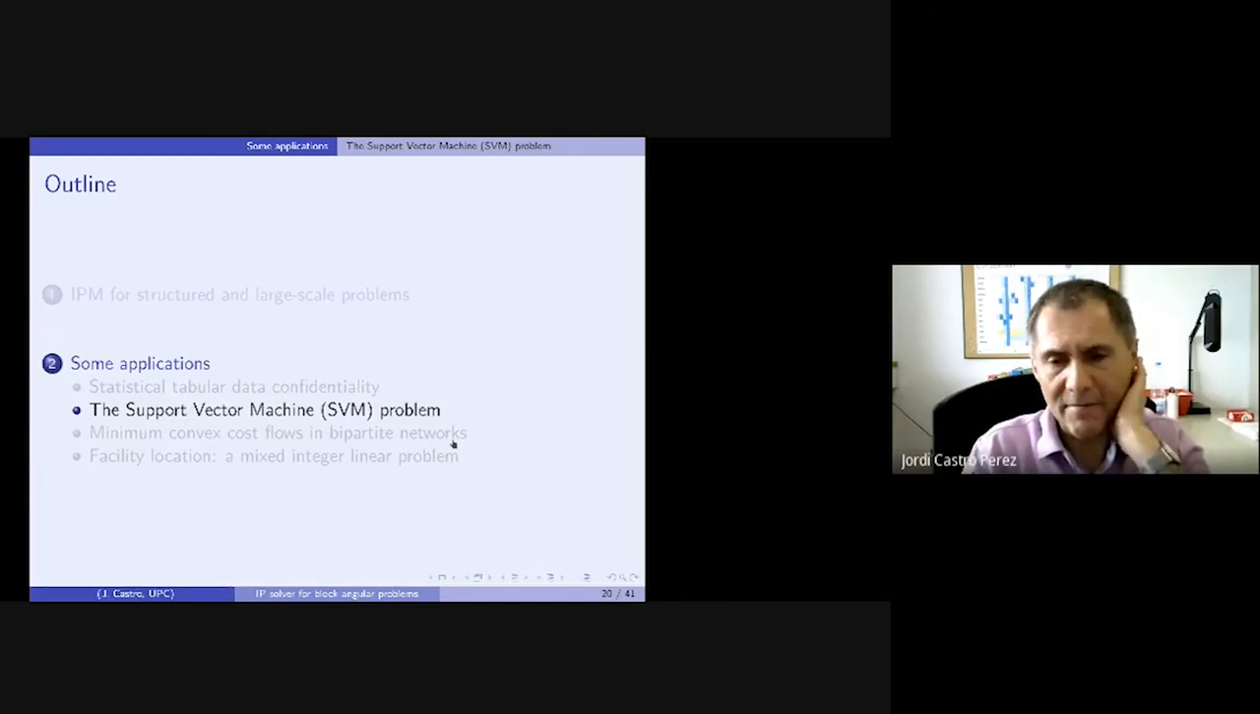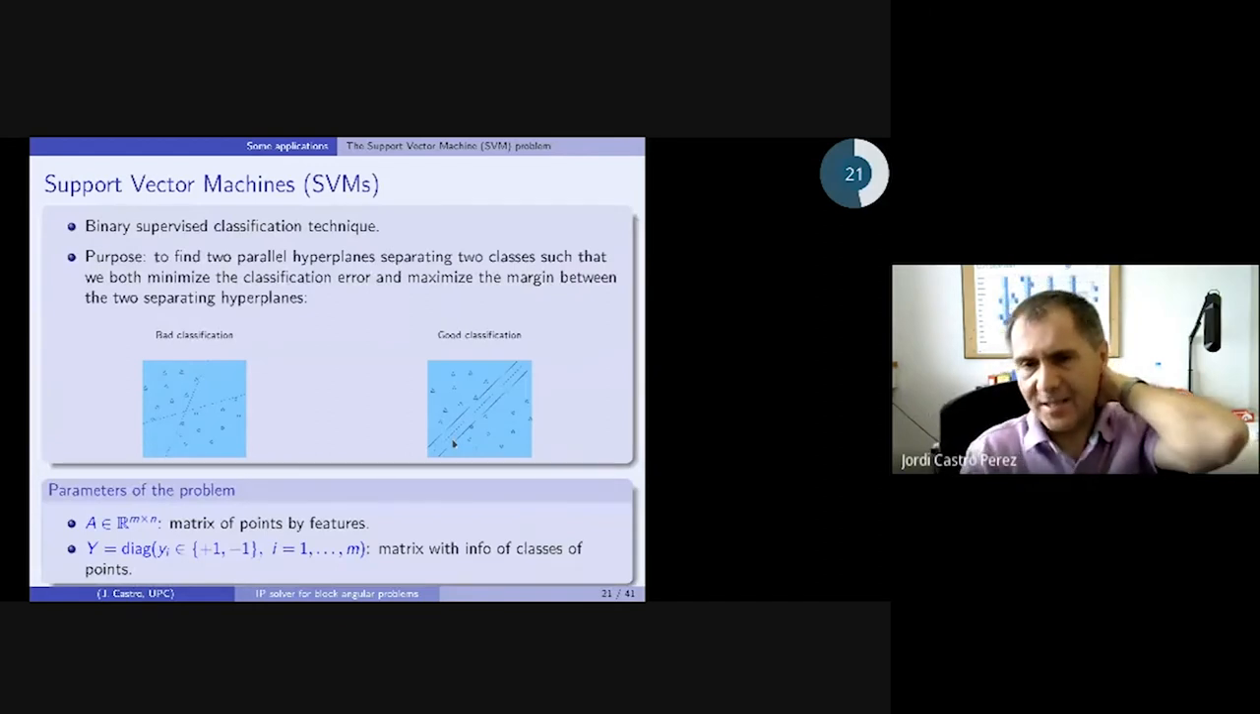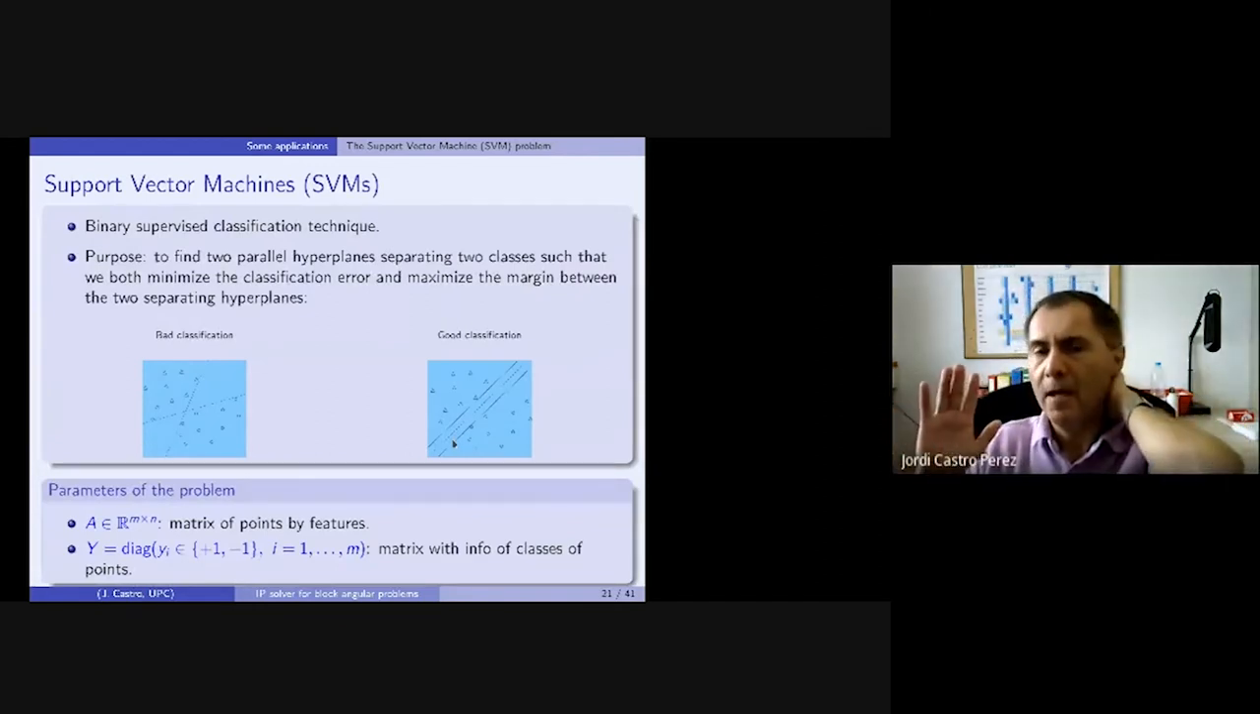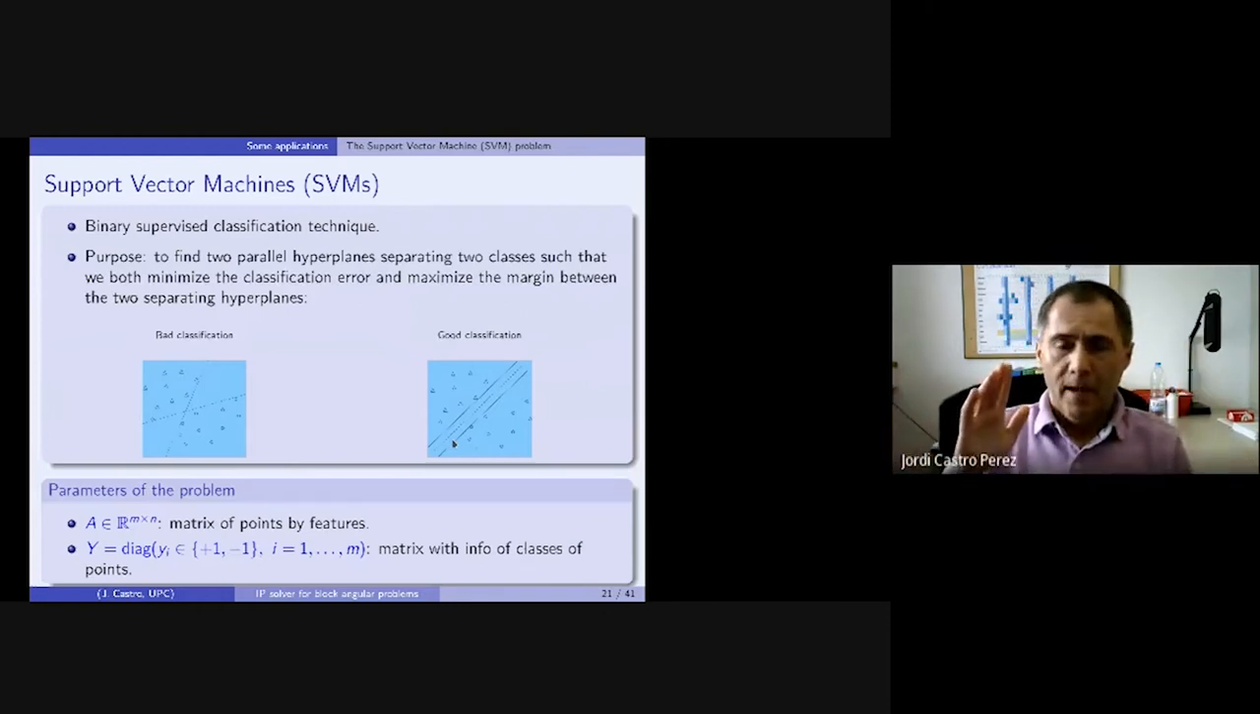So I have a couple of slides just to explain a little bit how support vector machines in machine learning work. That's it, yeah. Support vector machines are mainly used for classification.